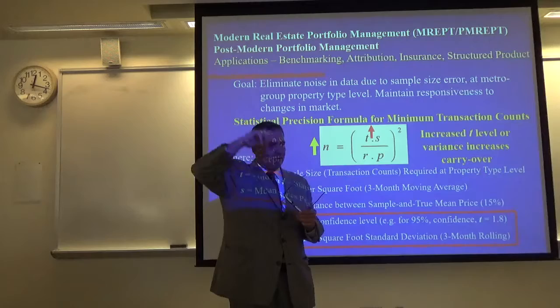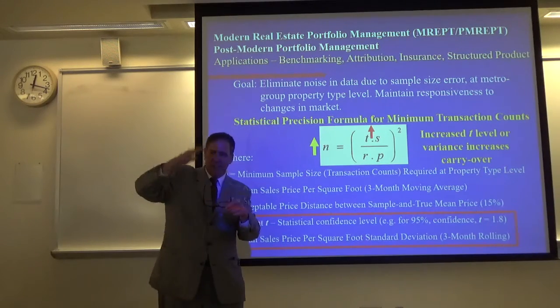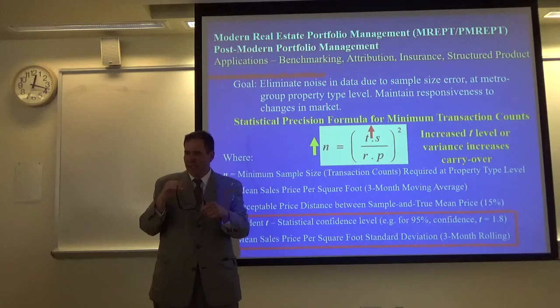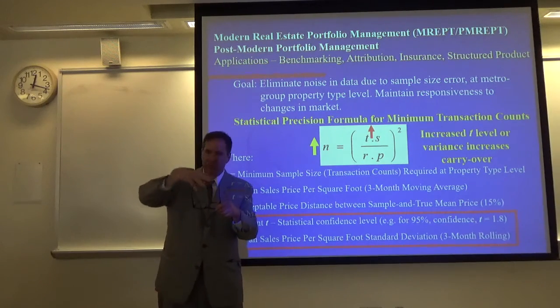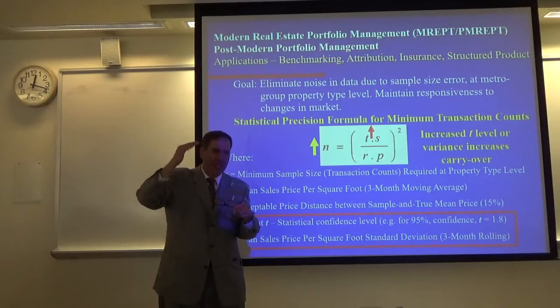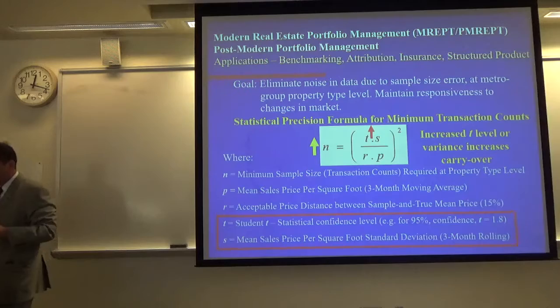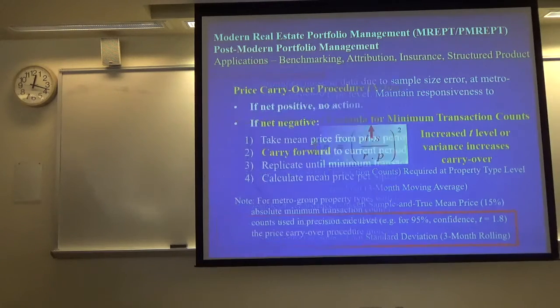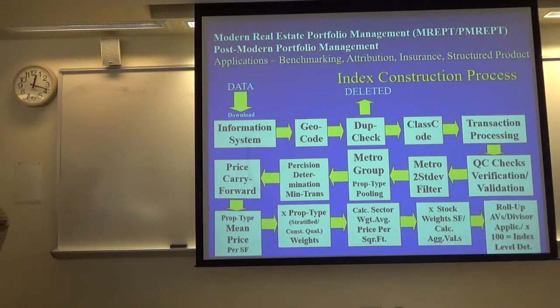So if the index ever got really volatile, the carryover procedure would damp down the volatility. If we didn't have enough samples, we'd go back in time, replicate them into the future to get the sample size high enough to calculate a true mean. So that was a pretty cool feature of the index.